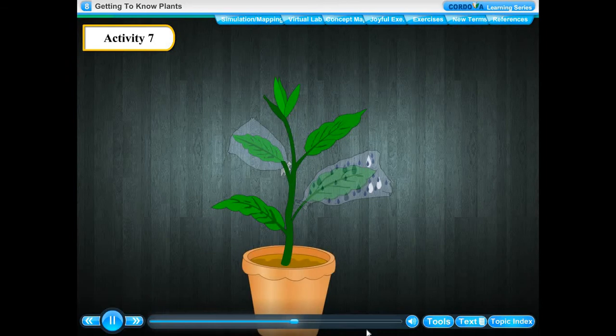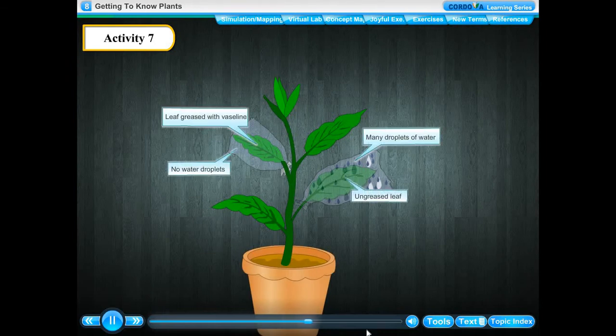Observation: the inside of the polythene bag of the leaf without Vaseline will have droplets of water. The other polythene bag with the leaf with the Vaseline will not have water droplets. Conclusion: water is given out by the leaves in the form of water vapor through the stomata by the process of transpiration. The leaf covered with Vaseline could not give out water because its stomata were blocked by Vaseline.